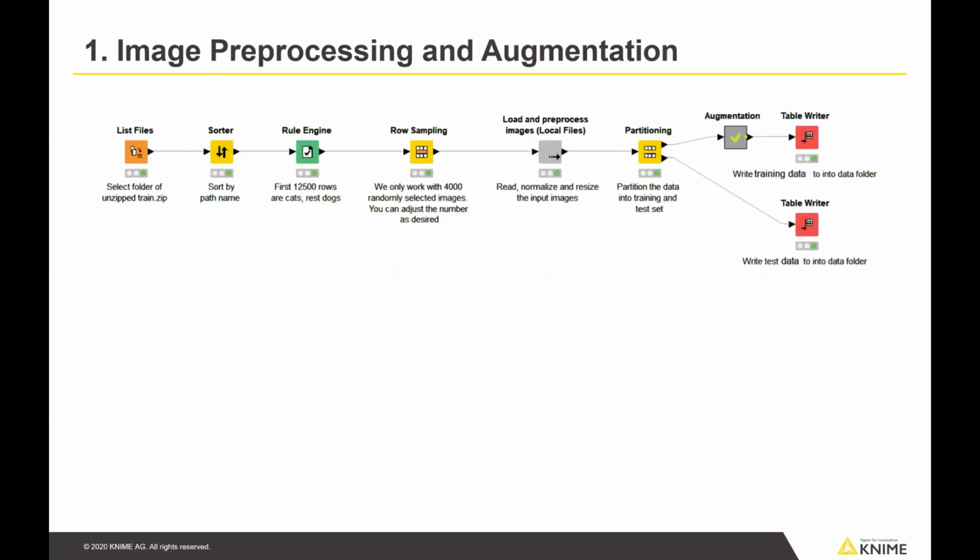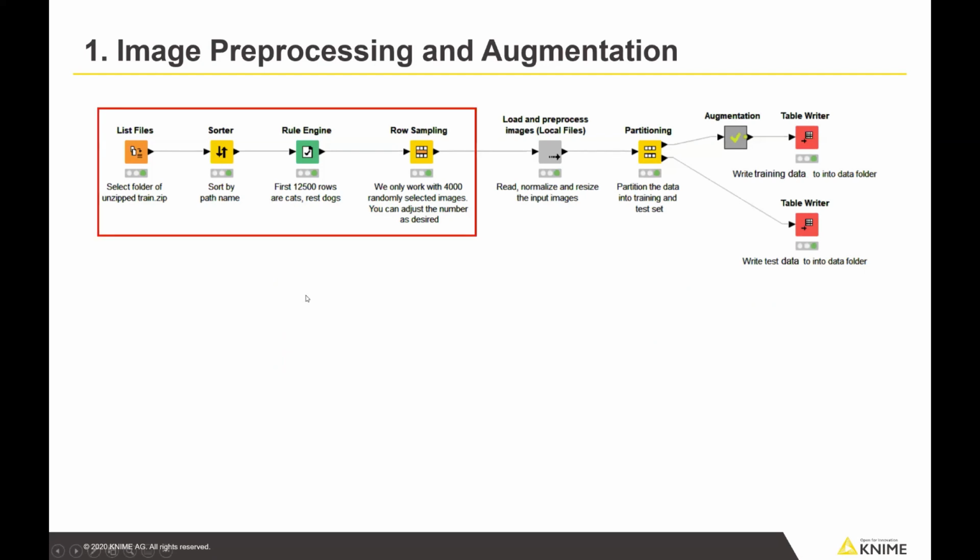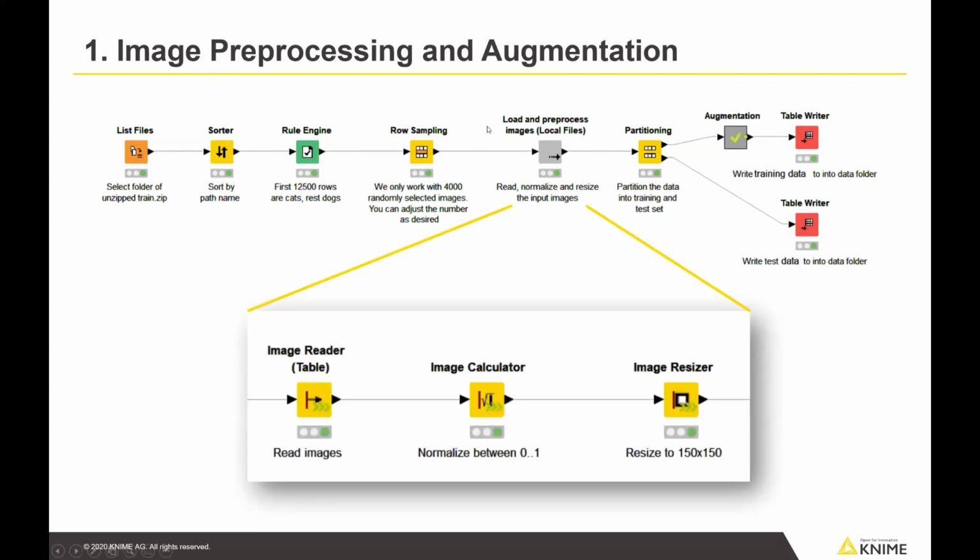And we will dive straight in with the first workflow, which looks like this. So let's look at the top left part here. Here we just read in the images, so the image paths, and do some filtering, because we only want to use a subset of the cats and dogs data set for this example. Then next we have this meta node where we do the actual image processing.